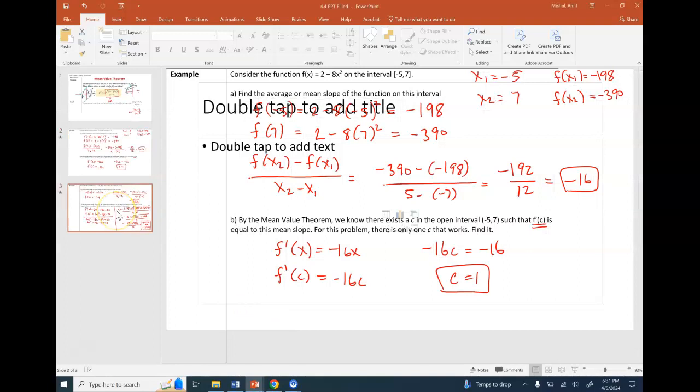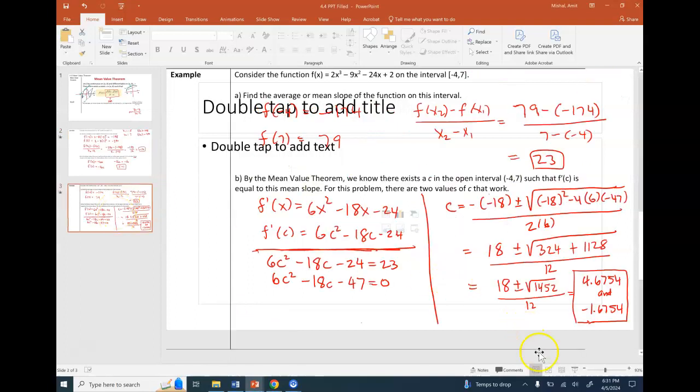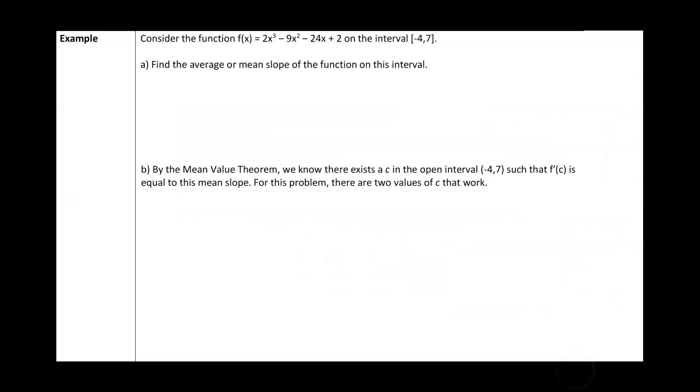Okay, let's go to the next example. We're given that f of x equals 2x cubed minus 9x squared minus 24x plus 2 on the interval [-4, 7]. So we know that x1 is equal to -4 and x2 is equal to 7. And what we need is f of x1 and f of x2.